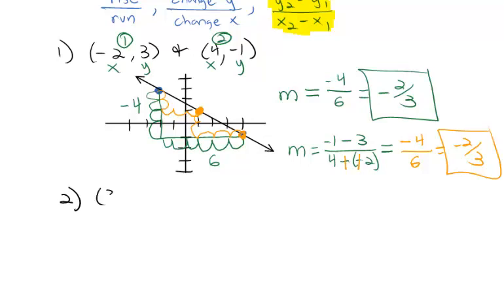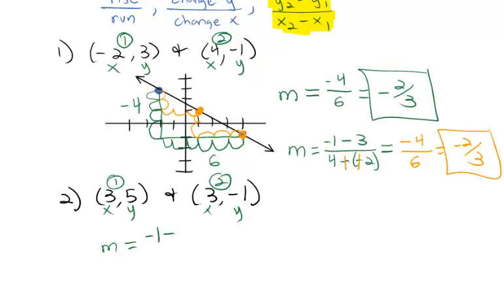And that is to find the slope between the points (3, 5) and (3, -1). Now, with this one, this is going to be a little different, because if we take a look at our slope formula, y2 minus y1, remember it's x, y, we've got a first point and a second point. y2 would be negative 1 minus y1 is 5, over x2, which is 3, minus x1, which is 3. And when we subtract there, we get negative 6 over 0. And there's a problem. We can't divide by 0. This is undefined.